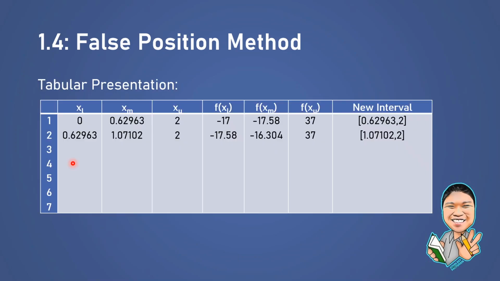Okay? So, tabular presentation ulit tayo. 0.62963. Then, 2. Solve natin yung kanyang f of x sub L and f of x sub U. Using the formula, mahanap mo yung x sub m, tapos mahanap mo yung f of x sub m. Ito, negative, negative, negative, positive. Therefore, 1.07102 and 2. And again, uulitin mo yon for the third, the fourth, the fifth, the sixth, hanggang ikapitong iteration.